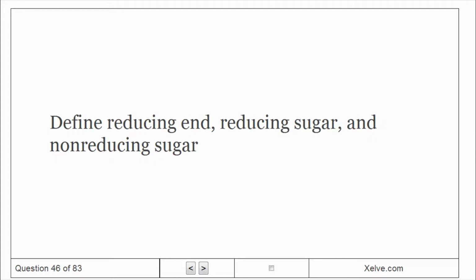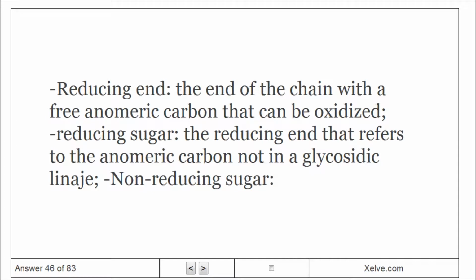Define reducing end, reducing sugar, and non-reducing sugar. Reducing end: the end of the chain with a free anomeric carbon that can be oxidized. Reducing sugar: the reducing end refers to the anomeric carbon. Non-reducing sugar: the anomeric carbon is involved in a glycosidic bond.